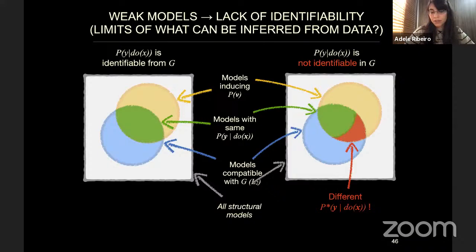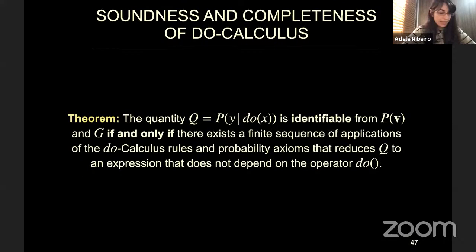And the do calculus is the set of three rules that I said before. They are sound and complete, which means that this quantity here, the interventional distribution, is identifiable from the observational distribution and from the causal graph if and only if there is a derivation using the do calculus rules. So if there exists some derivation that reduces the query using the do to another expression that does not depend on the do, this means that the effect is identifiable.